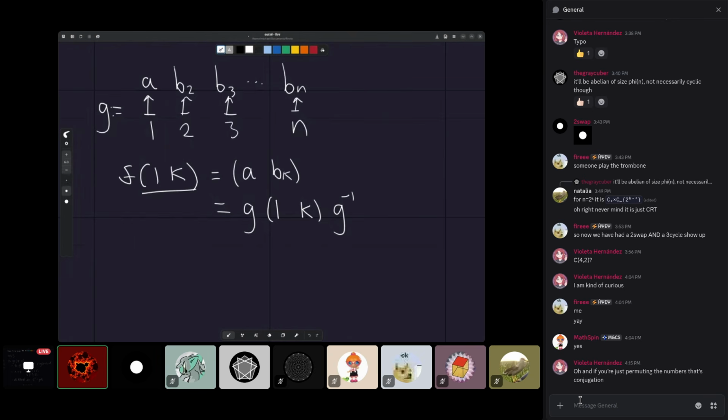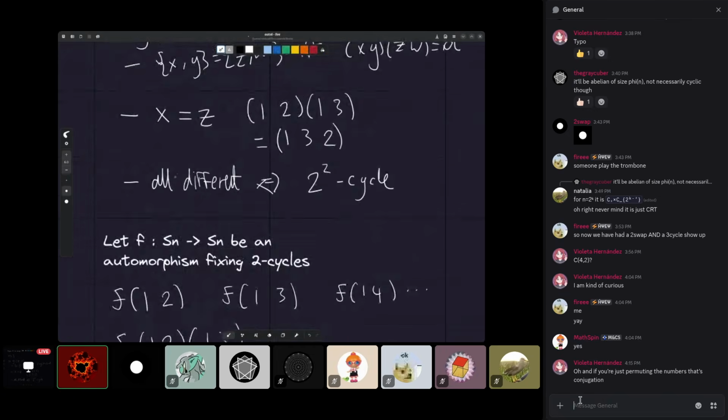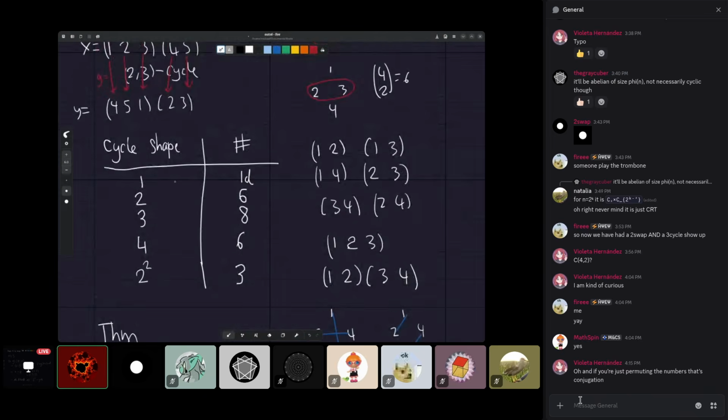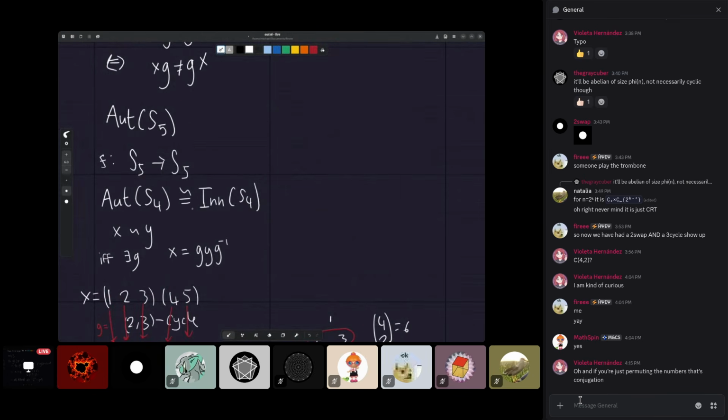Sn is generated by 2-cycles of this form, and so therefore F of anything is equal to G x G inverse. So therefore F is inner as an automorphism. Are we happy? Yeah. Great. So we've now done everything to show the whole automorphism group of S4 is just the inner automorphisms. Great.